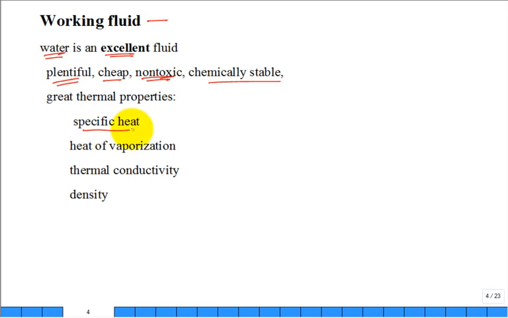They have great thermal properties. You can't underestimate. Good specific heat, high h_fg at reasonable pressures, a good thermal conductivity to move heat in and out of that fluid as it flows in heat exchangers, good density. I don't have to move a large volume to move a large mass. It's really a dense fluid. So a lot of reasons to use water. But what else? What else could you use in a vapor power cycle?